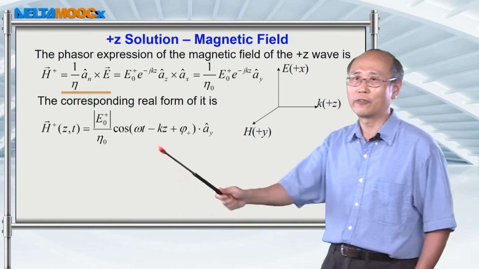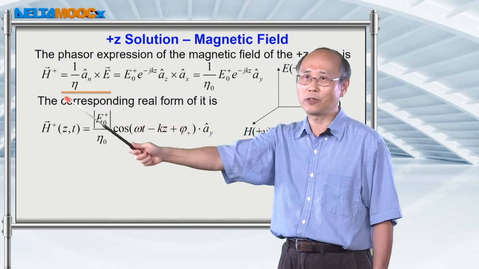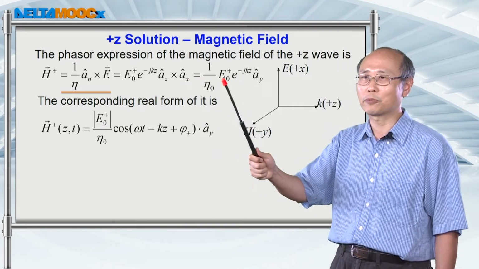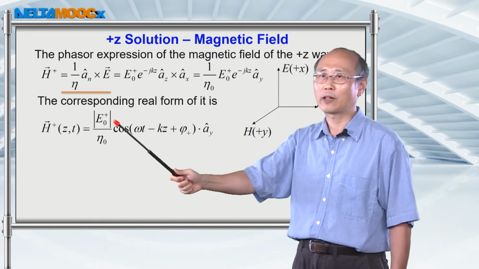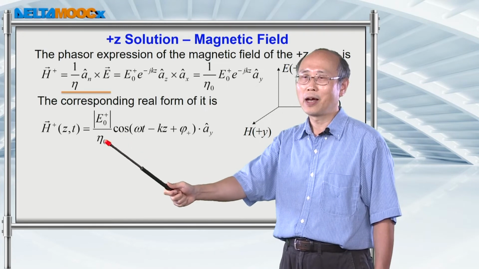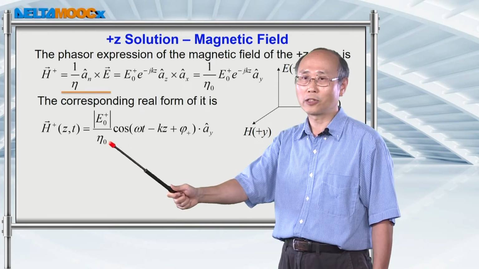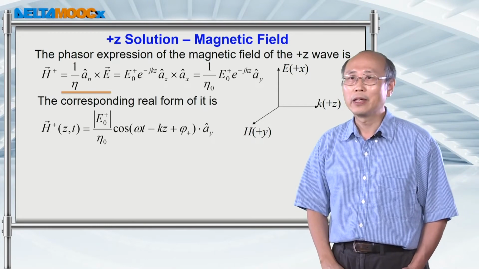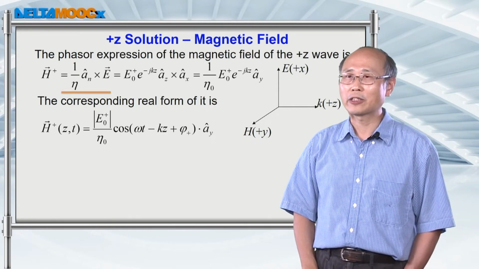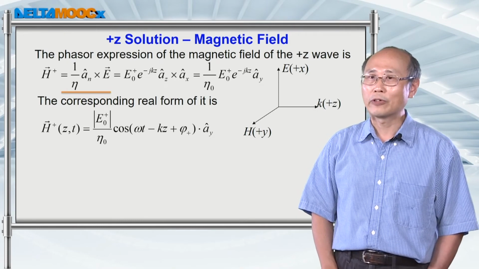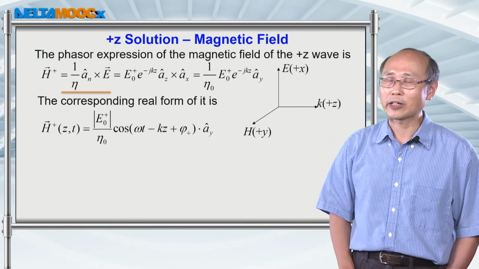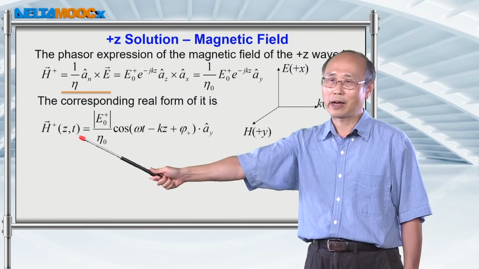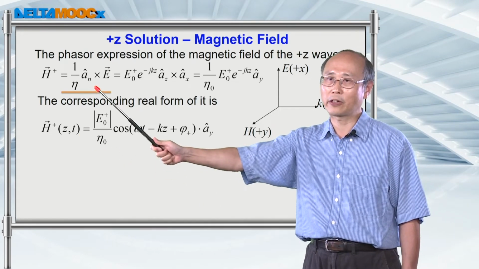And you can also convert the phasor field into a real field. So you just multiply this result with exponential j omega t and take real part of it to get this final real solution for the magnetic field. Well, this calculation tells you one thing. If you know the propagation direction of the wave, and if you also know the direction of the electric field, then the magnetic field is also fixed from this calculation.